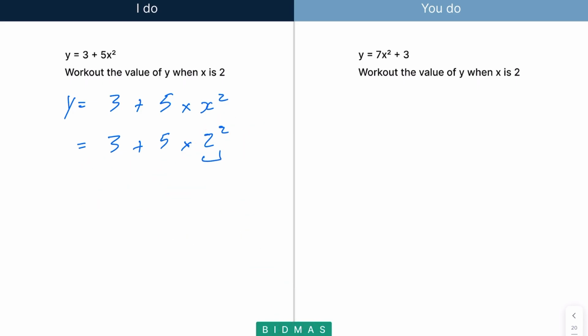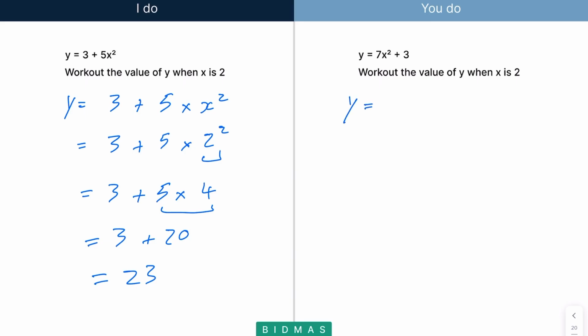So if we do this first, that becomes 3 plus 5 times 4. Next thing, we do the multiplication. That becomes 3 plus 20. And finally, we just add that together. That's 23. Okay, so hopefully you've pressed pause and had a go at the example on the right.